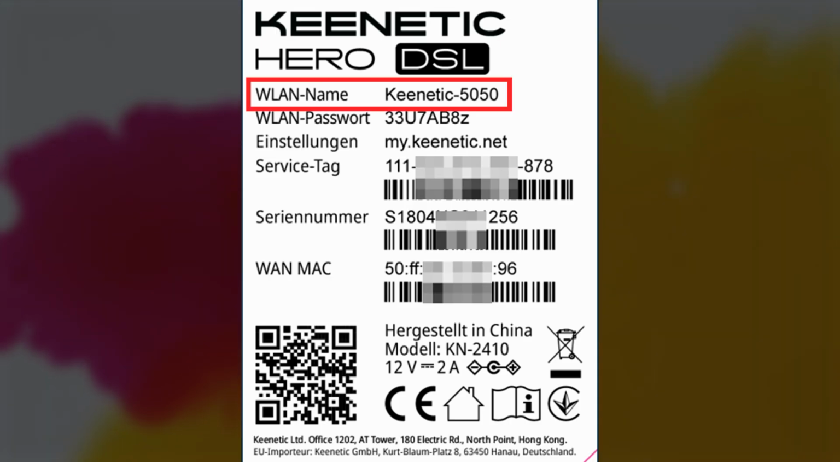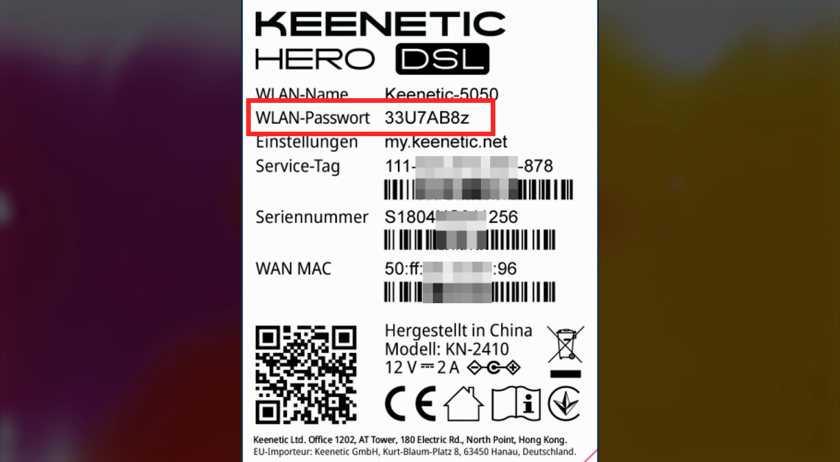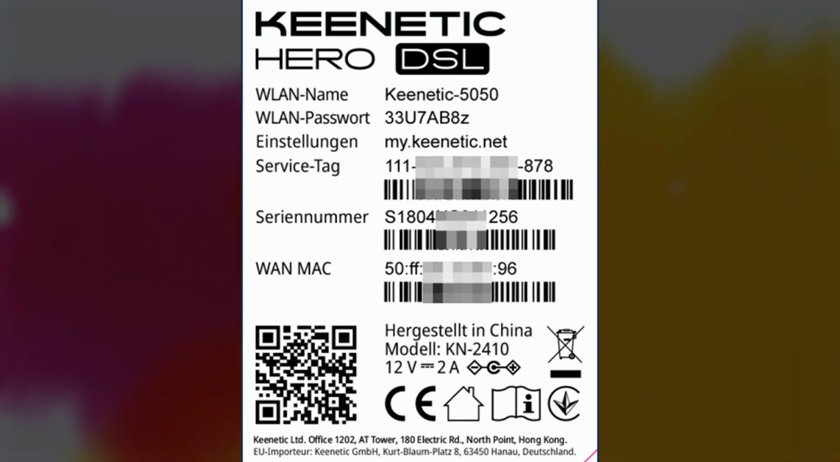This label displays the default Wi-Fi name, commonly known as the SSID or name. The password or key can be found either next to it or beneath it. This is the default Wi-Fi password that comes pre-configured. If a network name is visible and does not require a password, it indicates that the network is not secure.